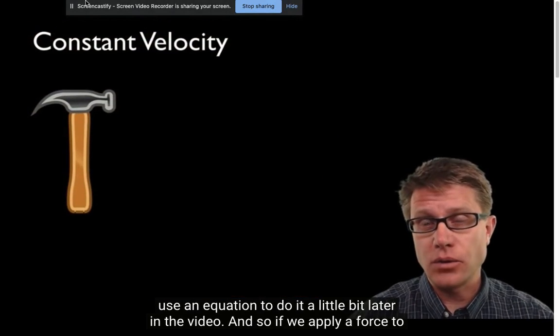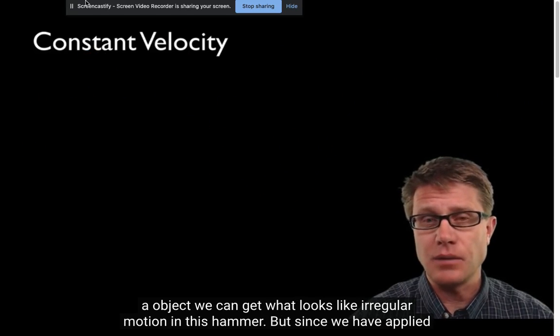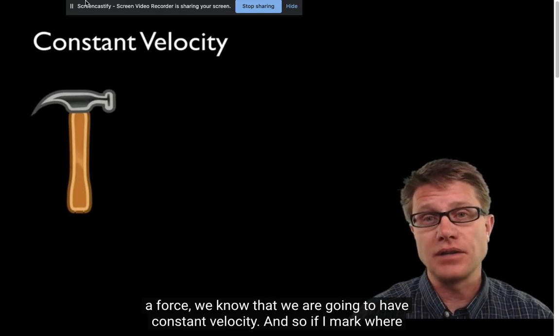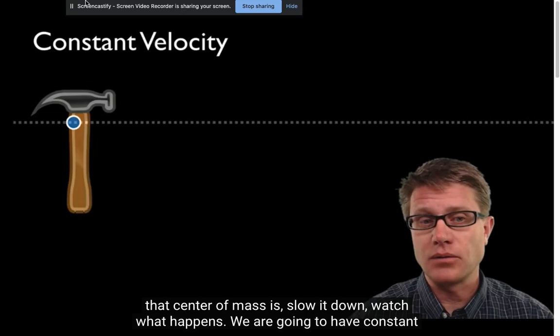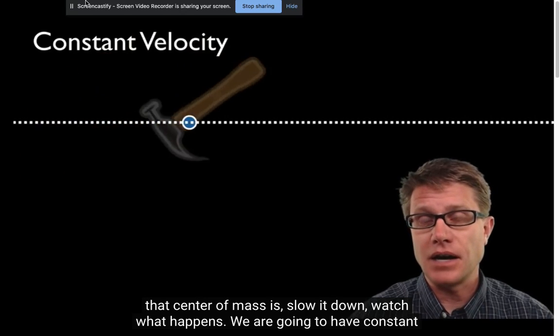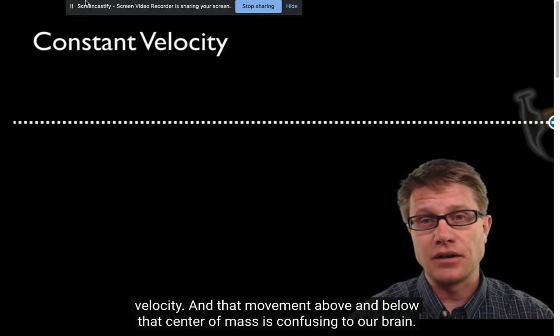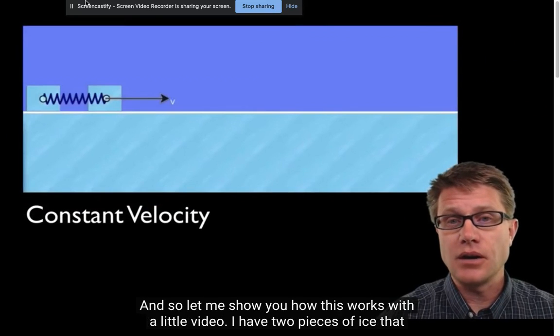And so if we apply a force to an object, we can get what looks like irregular motion in this hammer. But since we've applied a force, we know that we're going to have constant velocity. And so if I mark where that center of mass is, slow it down, watch what happens. We're going to have constant velocity. And that movement above and below that center of mass is confusing to our brain. And so let me show you how this works with a little video.